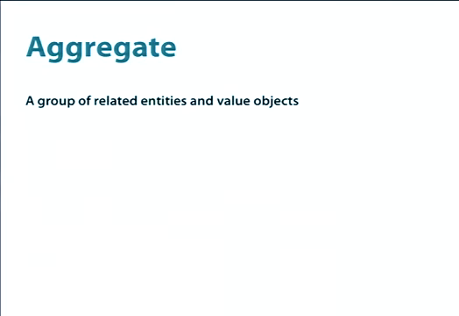Aggregate. So I said before that an entity could have an object graph. It could reference other entities and other value objects. So an aggregate is a group of related entities and value objects that we define as one group, one object graph.